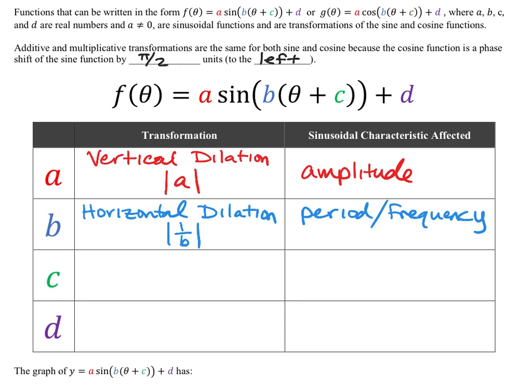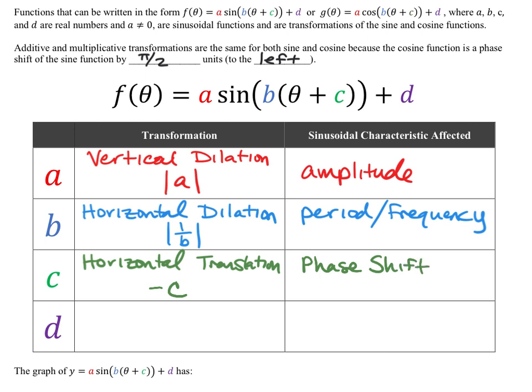The C value does what it's always done. Since it's added on the inside, inside means it's a horizontal transformation. And since it's added, this is going to be a translation. Now this horizontal translation, again, because the function we are going to use already says plus C, which is different from how you've done transformations horizontally in the past, our horizontal transformation is a negative C direction. Now what this affects is a new vocabulary word for you today. It affects what's called the phase shift of the graph. It is going to move your graph left and right.